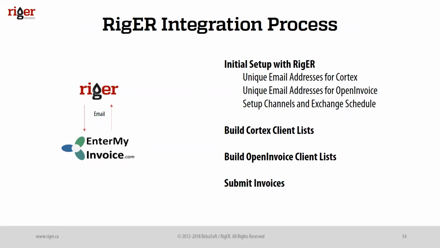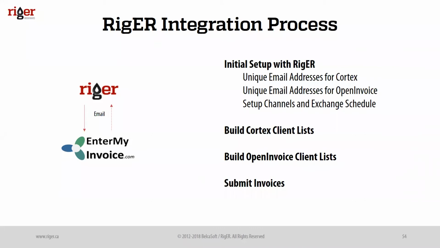We tried several times to make a direct connection with OpenInvoice and Cortex. However, this year we found a service called EnterMyInvoice, and EnterMyInvoice gives us an opportunity to have an integration with both of them simultaneously. So we just need to send an email to EnterMyInvoice, and EnterMyInvoice will convert this invoice to Cortex or OpenInvoice. It's pretty easy to integrate with the service, because we just need to generate the right format email and add attachments. And EnterMyInvoice did a great job connecting with Cortex and OpenInvoice.